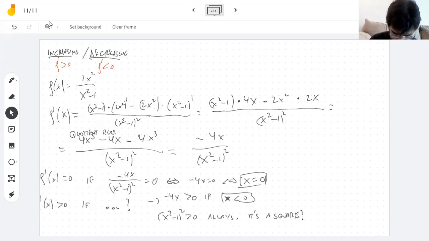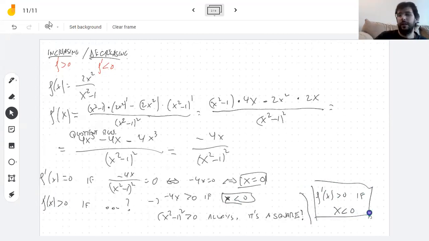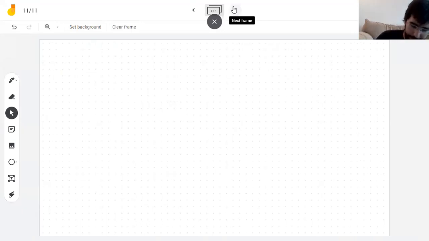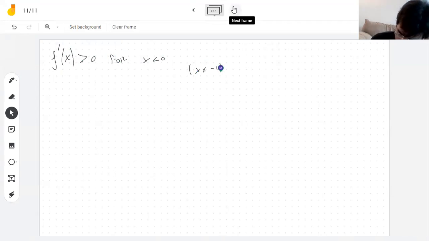So if the numerator is positive only for the negative numbers, and the denominator is always positive, this means that the quotient of the two is positive only when x is negative. And because the function is even, I only need to figure out half the function, half the values of x. So the derivative is positive for negative values of x, not equal to negative one, because this is not in the domain.